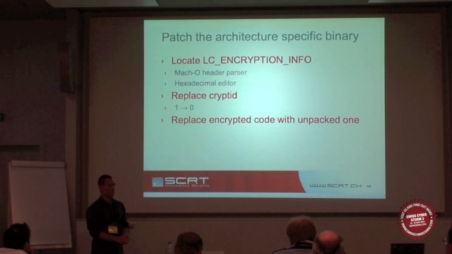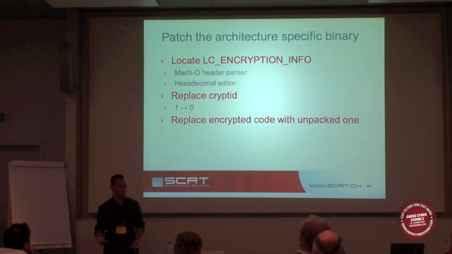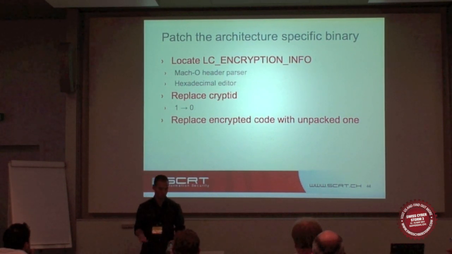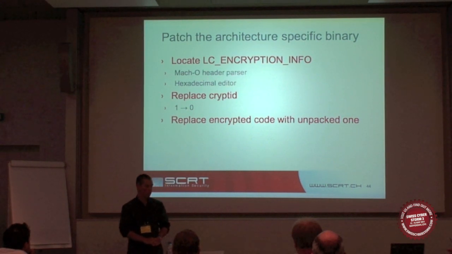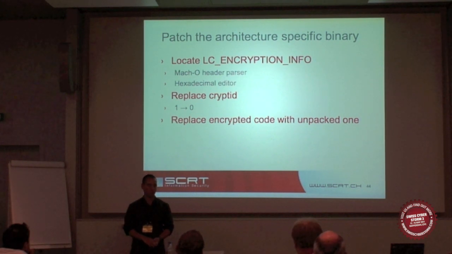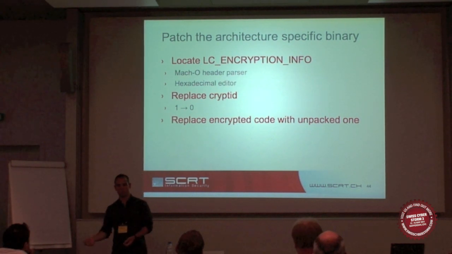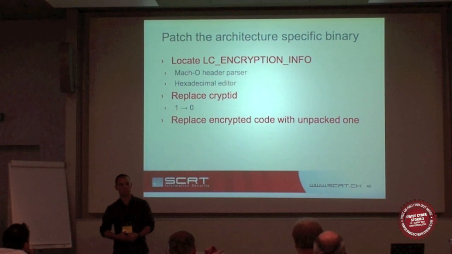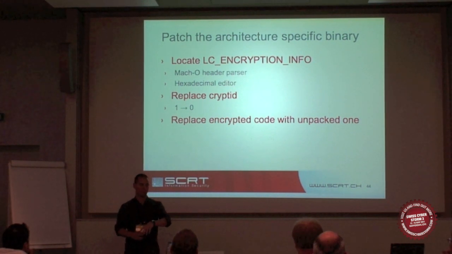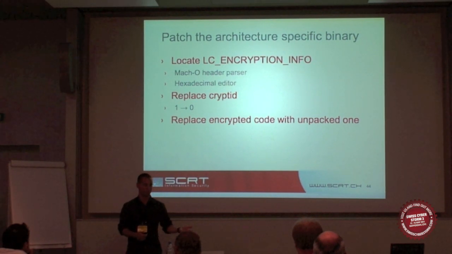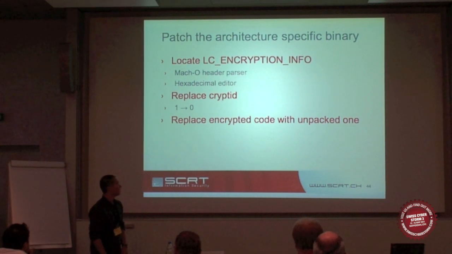Now that we have extracted the executable code, we have to patch our initial binary in order to work on it. So the first thing we have to do is to locate this LC_ENCRYPTION_INFO load command and change the value of cryptid from 1 to 0. This is not a required step if you just want to do some static analysis, but if you want to repack the binary and then run it on your device, you have to do it, because the code will be unpacked. So if you tell the loader that it's still packed, it will try to unpack it, and nothing will work.